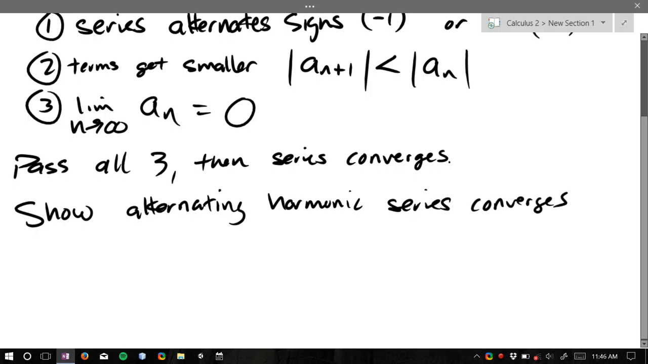So we'll do the alternating harmonic series, so that's the summation of 1 over n times negative 1 to the nth power. And I better not start at 0, so we'll start at 1 and go to infinity. All you have to do is check 1, 2, and 3, and you should be able to check those pretty easily. The reason we take the absolute value is that negative 1 to the n will disappear when we do the absolute value on number 2. So go ahead and write down, why does it pass 1, 2, and 3?